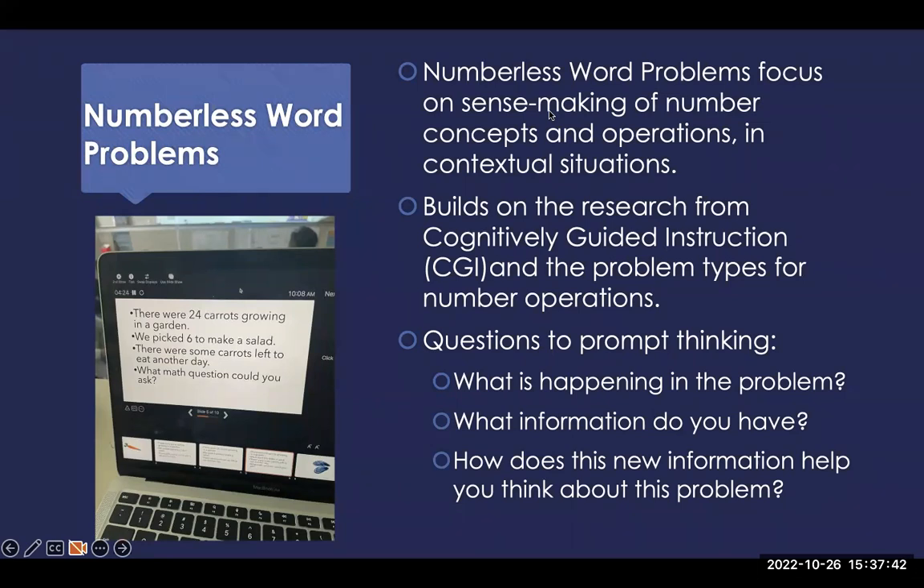And we slowly reveal more information about the problem and the quantities involved as we progress through the problem. So we might ask students to consider what is happening in this story or in this problem. What information do you have already? What information do you need? How does this new information change your thinking about this problem? And then we have students solve the problems and share their different strategies, much like we would do for a number talk.